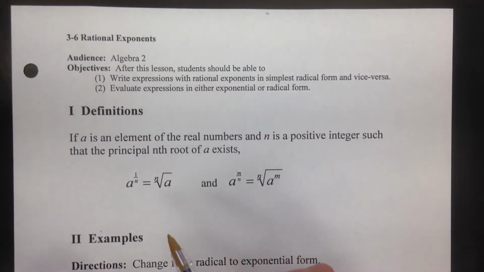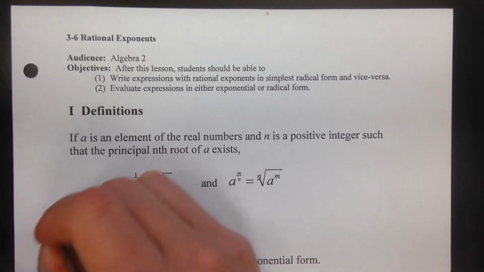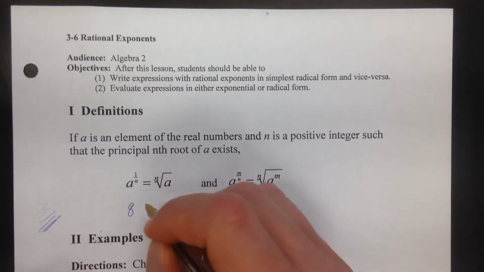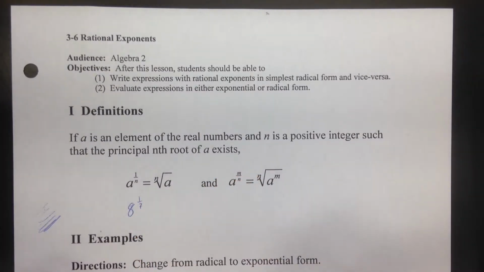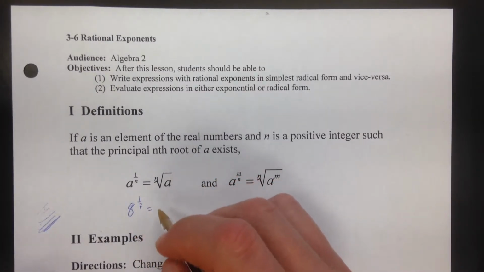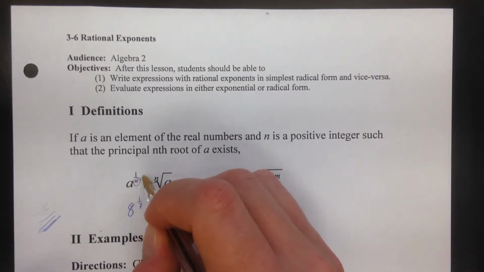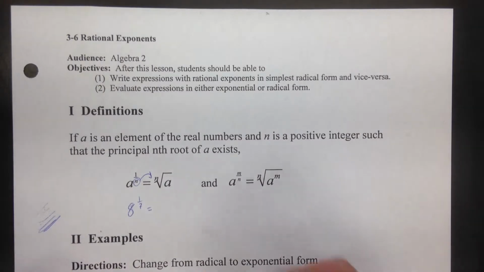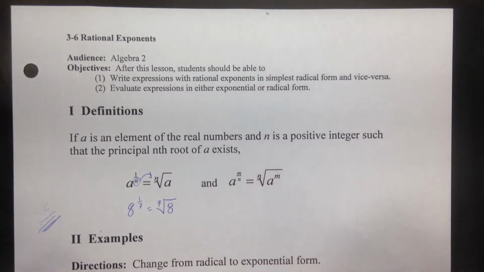Okay, as an example, if I say 8 raised to the 1/7 power, that's the same thing as the bottom of my fraction, the denominator, becomes the index of my root. It becomes the 7th root of, in this case, 8. The 7th root of 8.